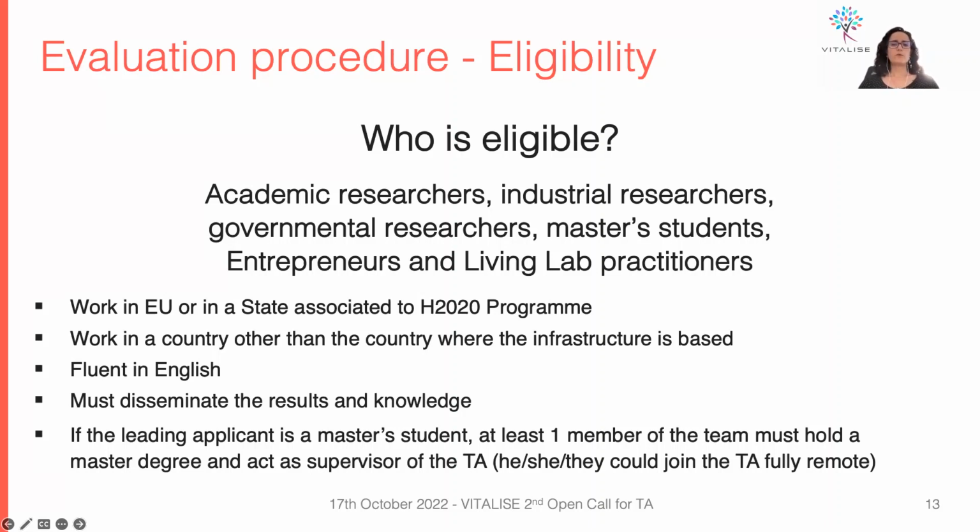There is only one exception to this eligibility criteria, because you could be authorized not to disseminate in case this goes against the legitimate interest of your organization. And finally, if the leading applicant is a master's student, at least one member of the team should hold a master's degree and act as a supervisor of the transnational access.